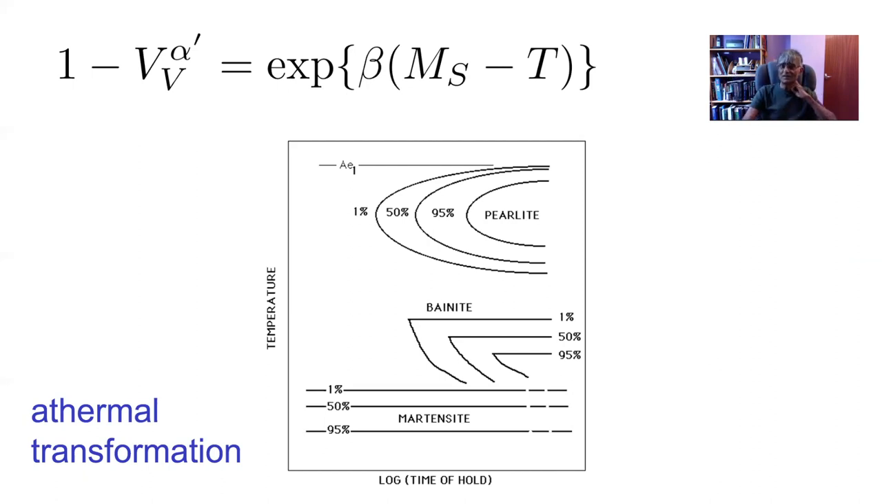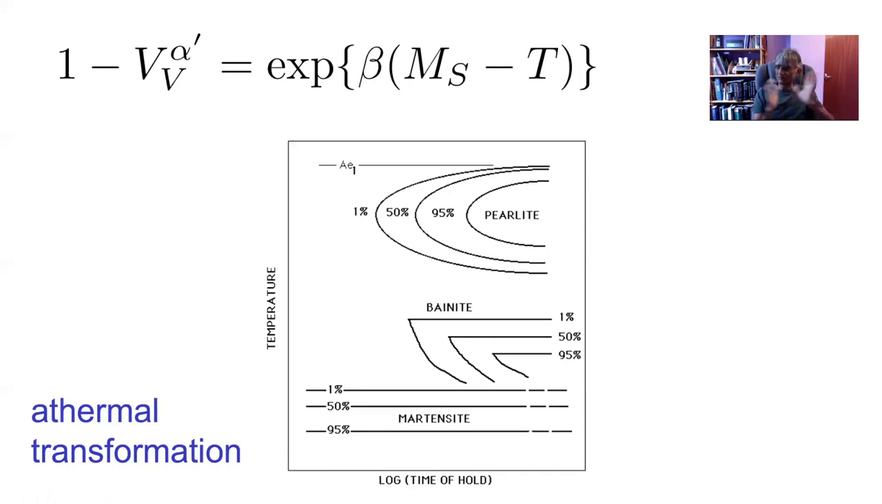The reason why we don't see a time dependence here, even if we are working with a limited set of nuclei, there will be growth of individual plates. The reason why we don't see that is because for the vast majority of steels, the transformations are so fast that you don't pick up a time dependence. You simply pick up the point where the transformation nuclei are exhausted for that particular temperature, okay?